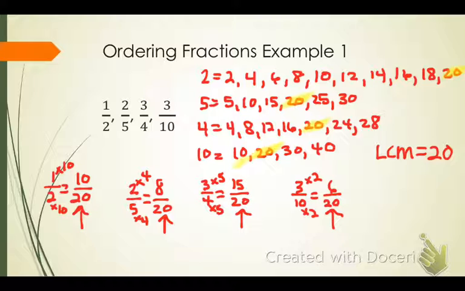And what I do is I look at the numerators, and I have to find the smallest one. So I have 10, 8, 15, 6. Obviously, 6/20 is the smallest, so that means 3/10 is actually the smallest fraction. So I'm going to write that one first. 3/10 is less than. I'm going to put a check mark underneath it because I got that one. Actually, I might want to write it in blue.